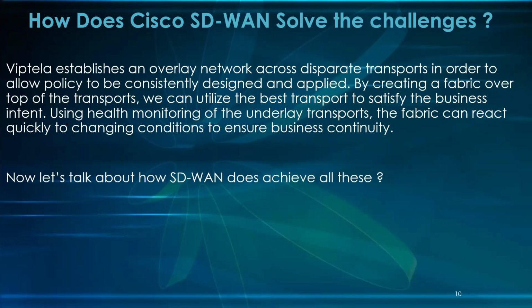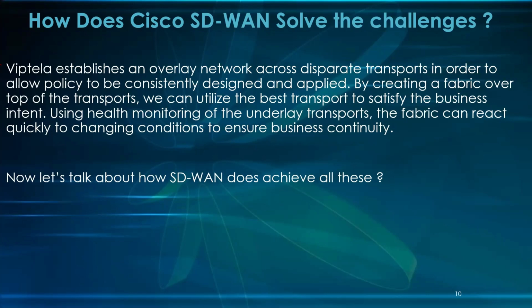So that's where you can monitor that underlay transport. When I say transport, it is the MPLS or internet, and that can affect your traffic forwarding. So the fabric can react quickly to changing conditions to ensure business continuity. Let's say I have more than one transport on one side, and if one transport is not functioning correctly, the traffic should shift to the other transport which is performing better, right?